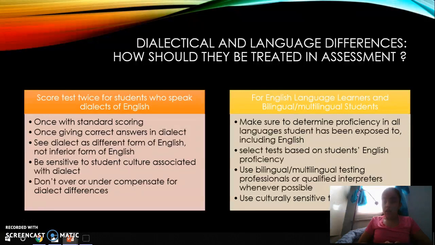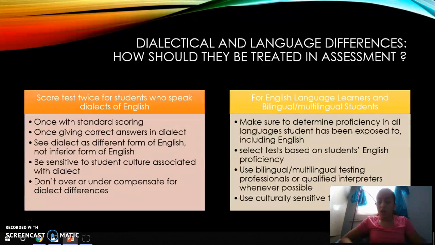And another strategy is to use bilingual, multilingual testing professionals or qualified interpreters whenever possible. Although a caution with this is to make sure that the tests that we're giving the students aren't just being literally translated from English, because sometimes translations do not carry over very well from language to language, and so that would make the test results invalid at worst and maybe an alternate or informal assessment at best.